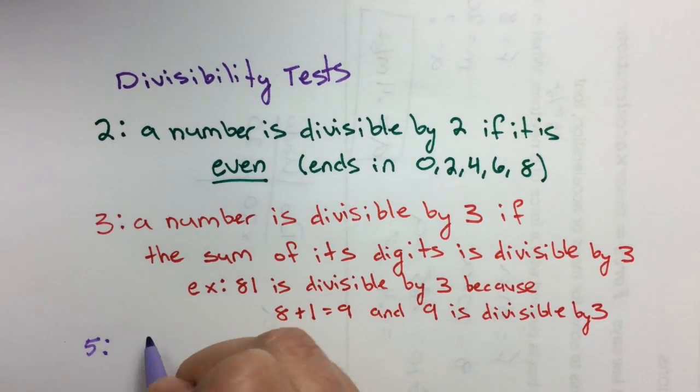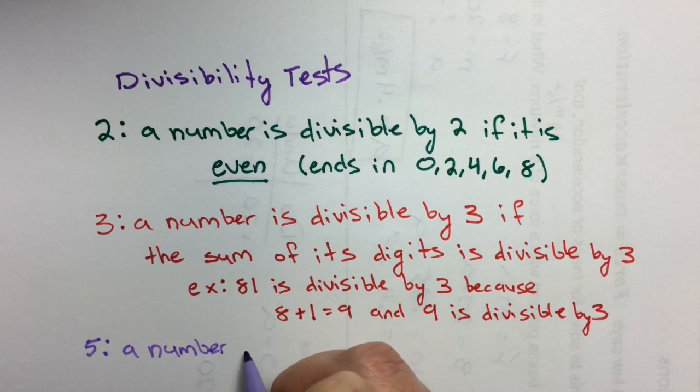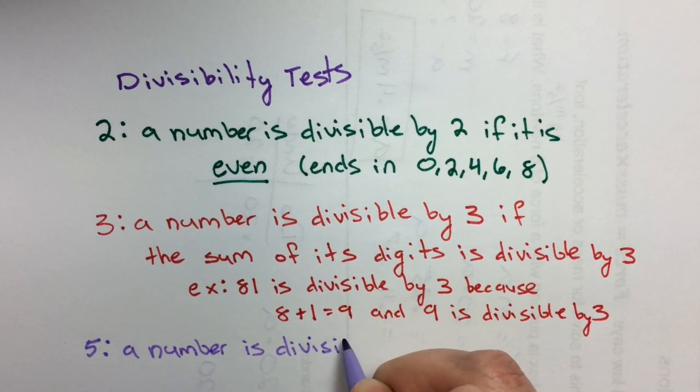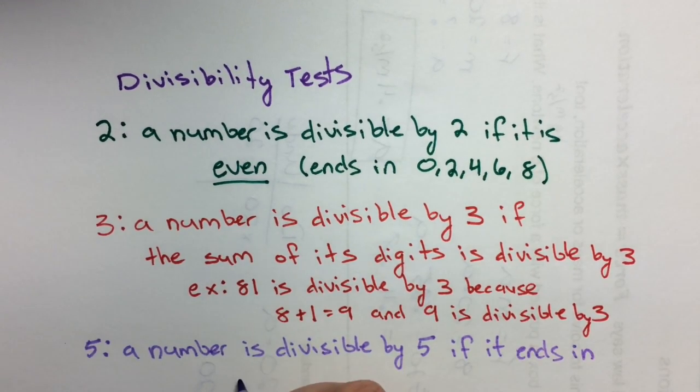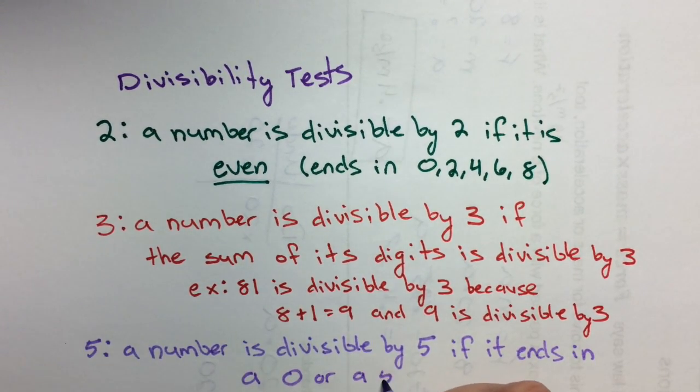Finally, a number is divisible by 5 if it ends with a 0 or a 5, like 25 or 100 or 70 or 75. All of those are divisible by 5.